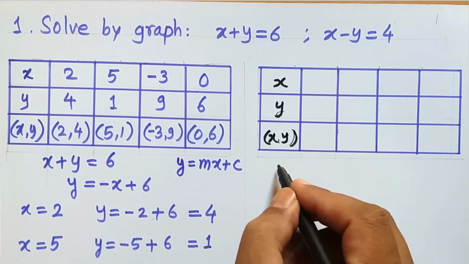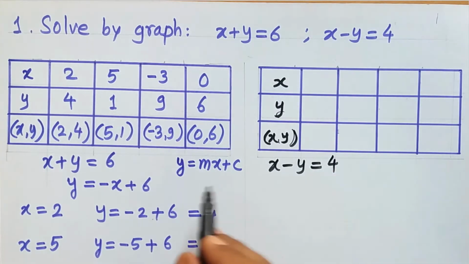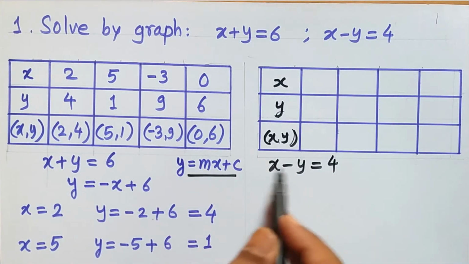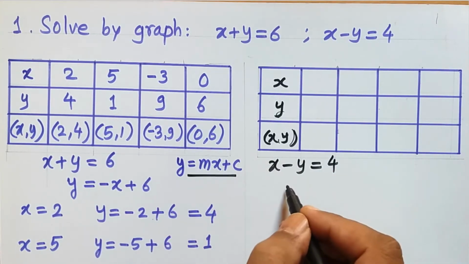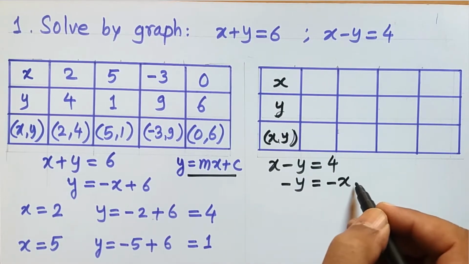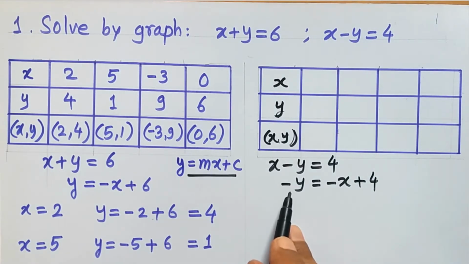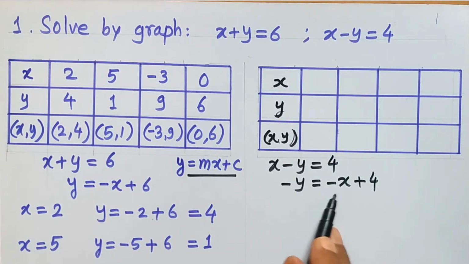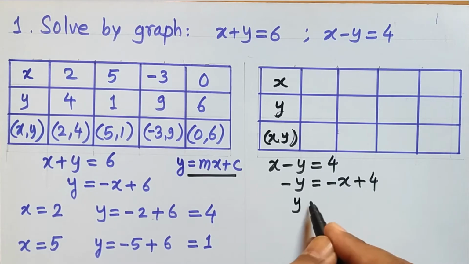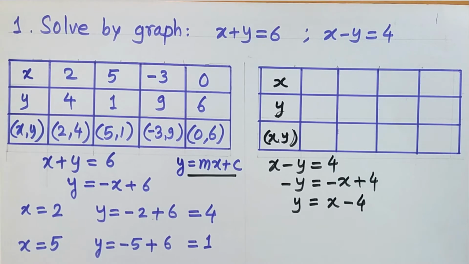Okay. Now the given equation is like this, x minus y is equal to 4. Convert this equation in this format. So we get here minus y is equal to minus x plus 4. Now multiply by negative 1 on both sides. So we get here y is equal to, this will be positive and this will be negative.